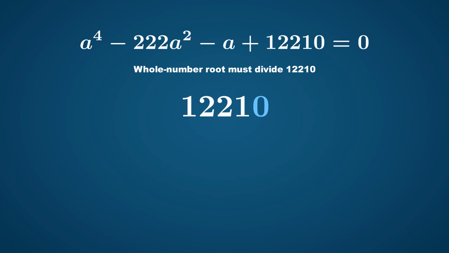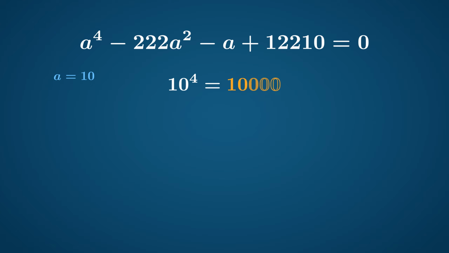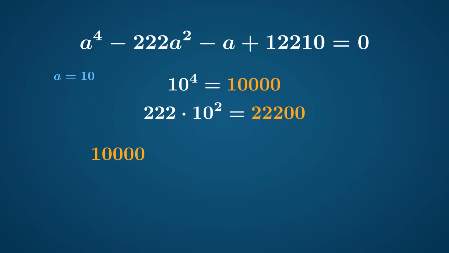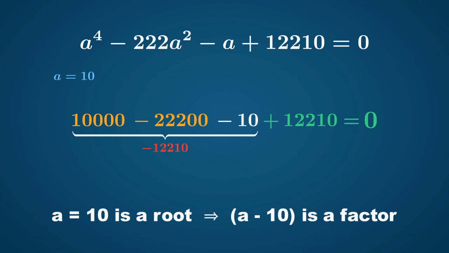Now, 12,210 ends in a 0, so 10 divides it. Try a equals 10. 10 to the fourth is 10,000, and 222 times 100 is 22,200. So we get 10,000 minus 22,200 minus 10 plus 12,210. The first three terms come to negative 12,210, and adding 12,210 lands exactly on 0. So a equals 10 is a root, and a minus 10 is a factor.